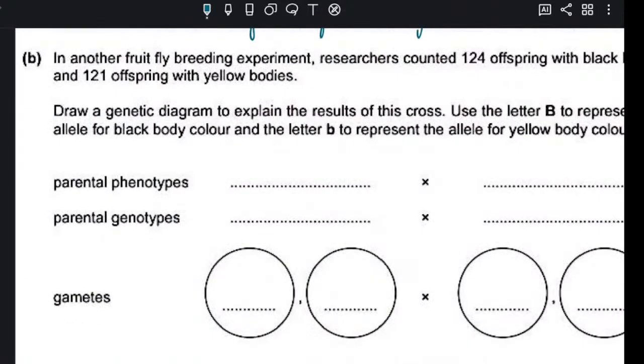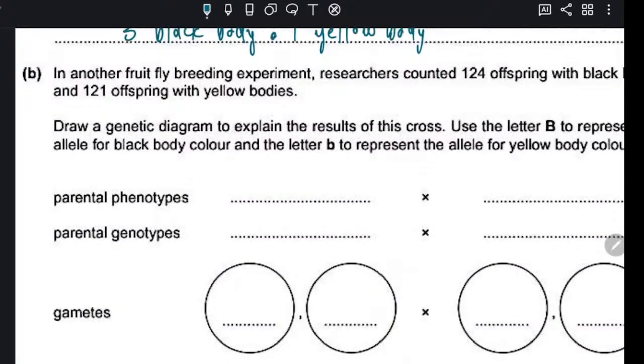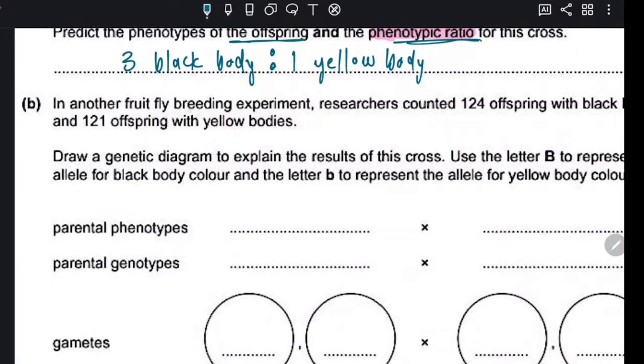Right. Parental phenotypes. In another experiment, this is another breeding experiment. 124:121. That's 1:1, right? Students?